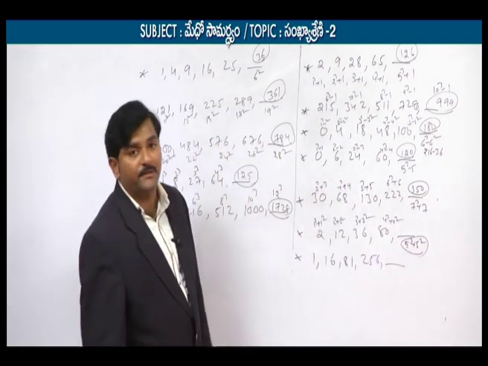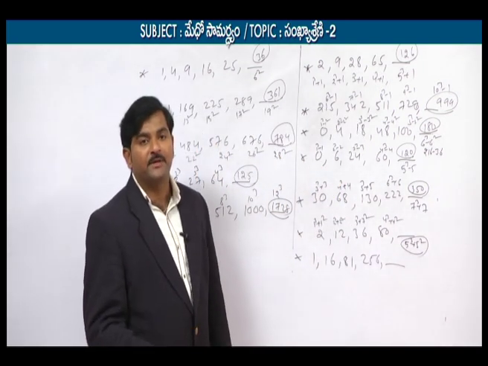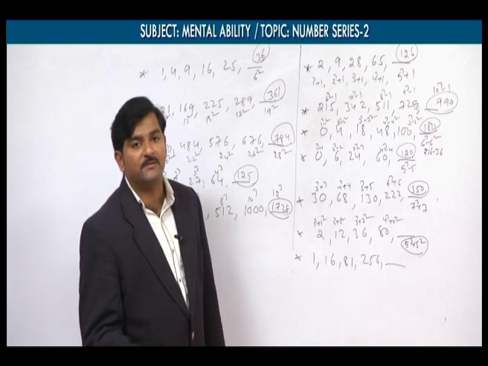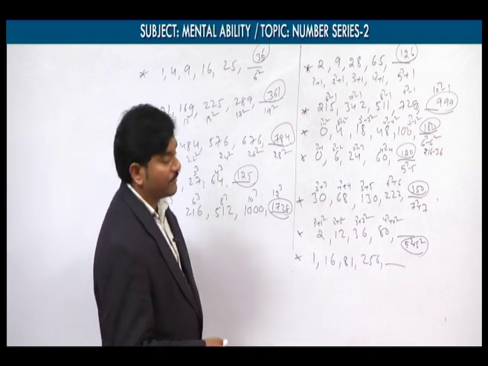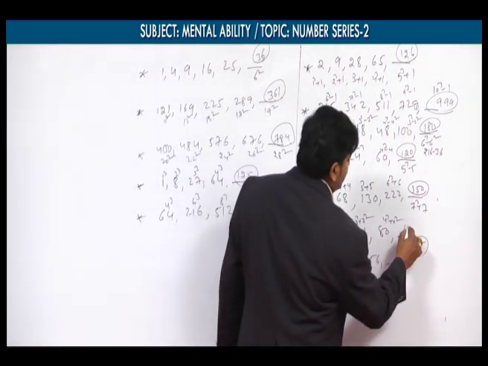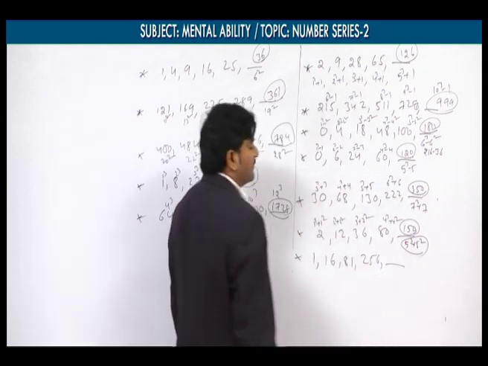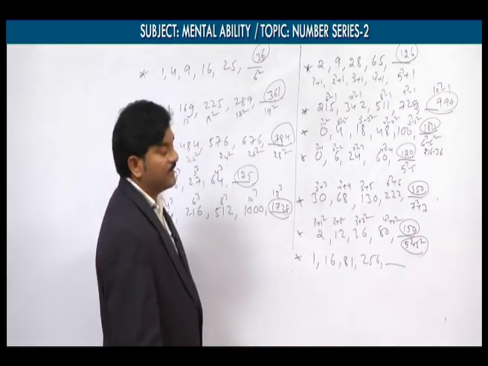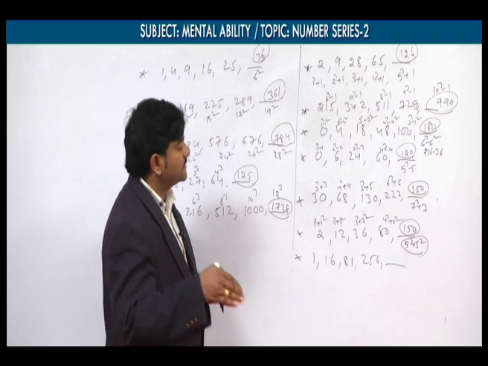We know the 5 cube value. 5 cube value is how much? 125, and 5 square value is how much? 25. So 125 plus 25, how much can you write? 125 plus 25 means 150 is our required answer. So this is the example for what? n cube plus n square model.